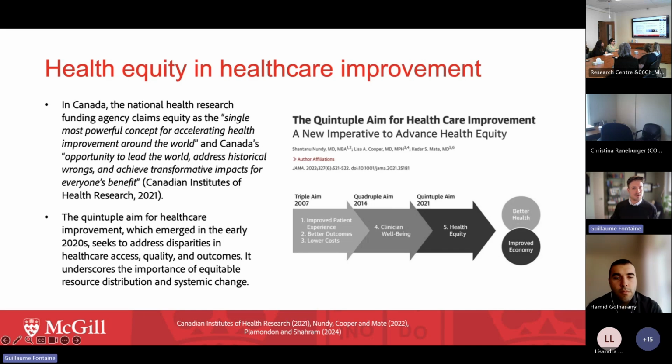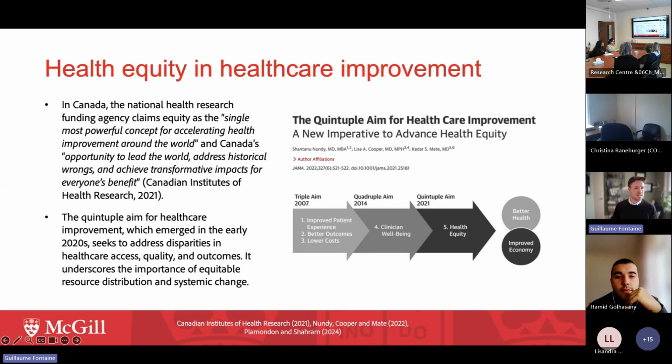In terms of the concept of health equity in healthcare improvement, most of you have probably seen this paper published in JAMA a few years ago on the quintuple aim for healthcare improvement. So now saying that, yes, the triple aim, we should focus on improving patient experience, improving outcomes, lowering costs for the healthcare system. The quadruple aim, including clinician well-being, was added in 2014. And in 2021, the health equity aim has also been added, essentially saying that we should focus on all of these aims across projects that we're developing.